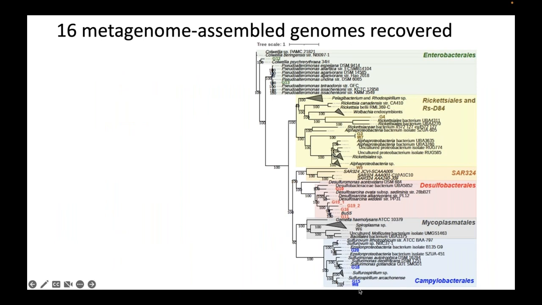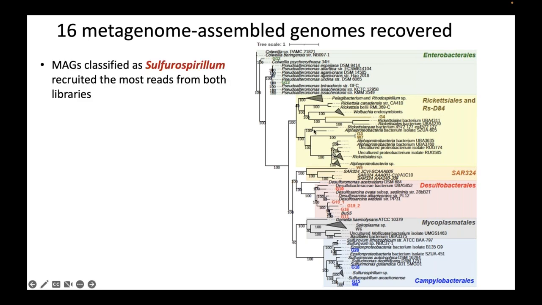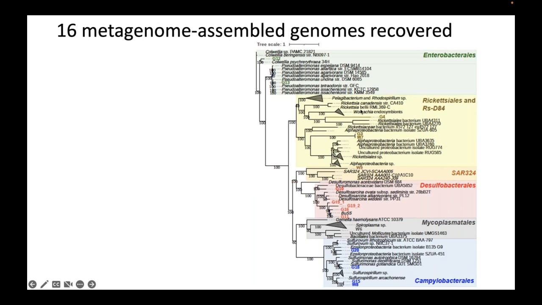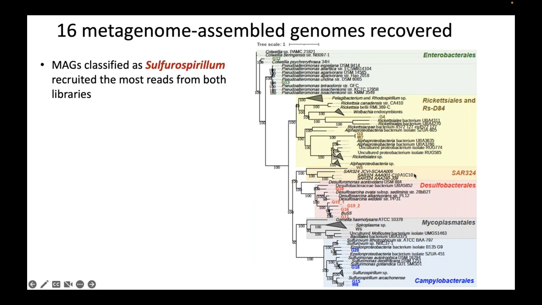The metagenomic assembly and binning produced a total of 16 MAGs from the ice worm gut contents and worm fragments. 12 of these MAGs were recovered from the gut content, and it's a little hard to see, but these MAGs had the prefix G. The remaining four MAGs were recovered from the worm fragments, and these MAGs had the prefix W on the phylogenetic tree. Two almost identical MAGs were binned from the worm fragment and gut content metagenomes, and these were classified as Sulfurospirillum and recruited the most reads from both libraries.